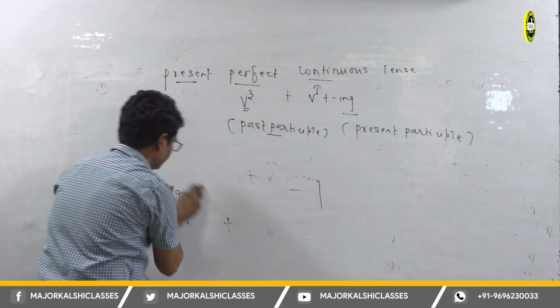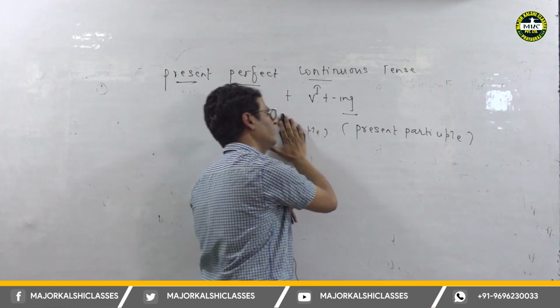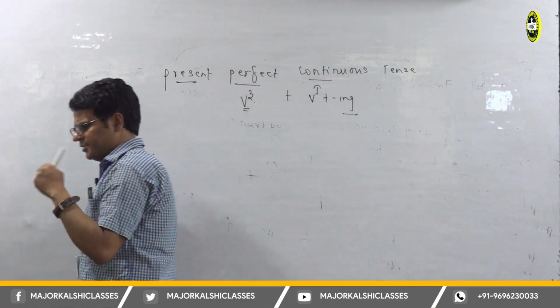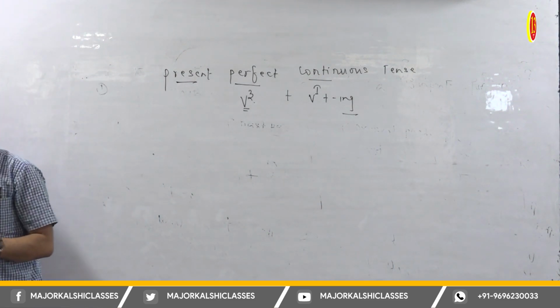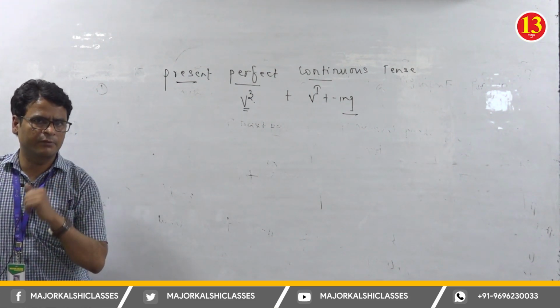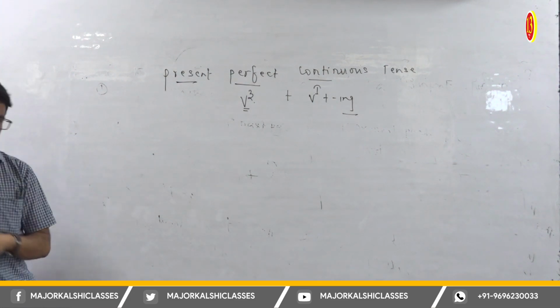Okay, one thing is clear, that in present perfect continuous tense we have to use the auxiliary has been or have been. Has, as you know, refers to singular and have refers to plural, and been is the third form, and after that we have to use the ing form, that is called present participle.